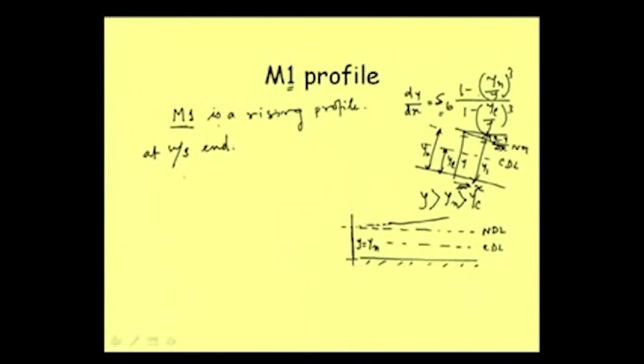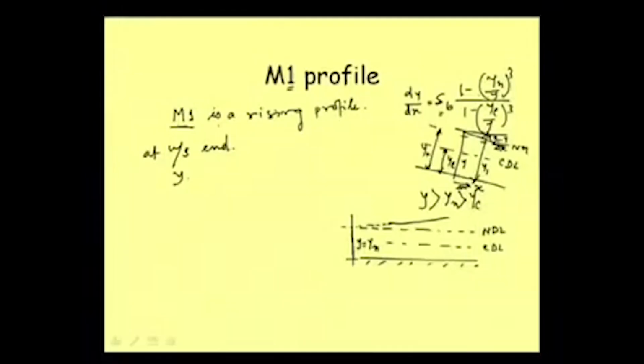So, what we are getting is that y is, of course, we should not say that y is exactly equal to yn, because if we say that y is exactly equal to yn, the normal depth, then it is a uniform flow. So, we can say that y tends to yn, almost equal to yn. Now, if this is the situation, then what will happen to this equation, dy dx?